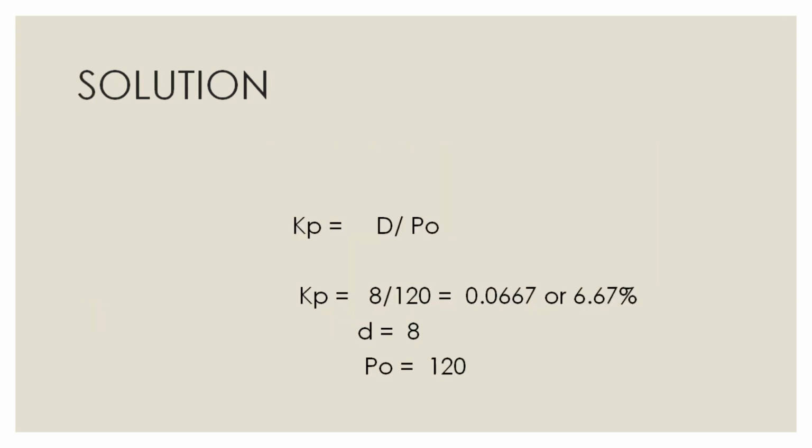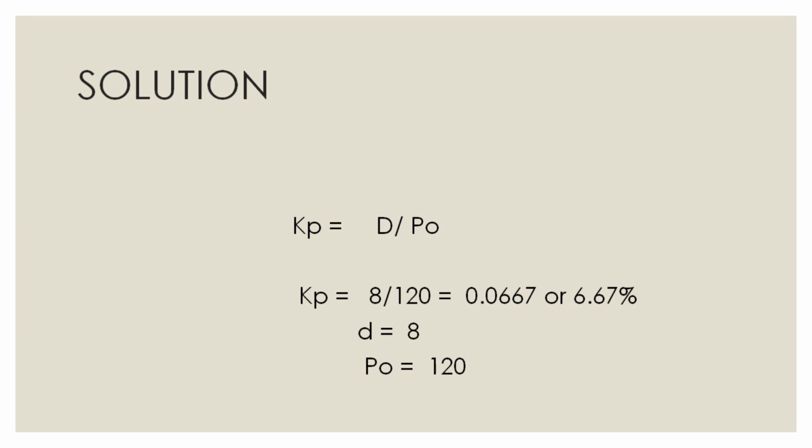Very simple. The solution: the formula is Kp equal to D divided by P0. D will be 8, the constant dividend. P0 will be the current market price of $1.20. We convert it into cents, so we get 120. So 8 divided by 120 equals 0.066, or we call this 6.7%. This topic is very easy. Just remember the formula D divided by P0.